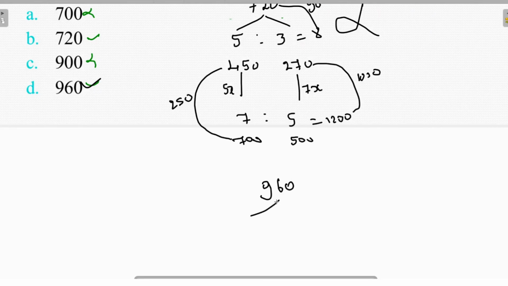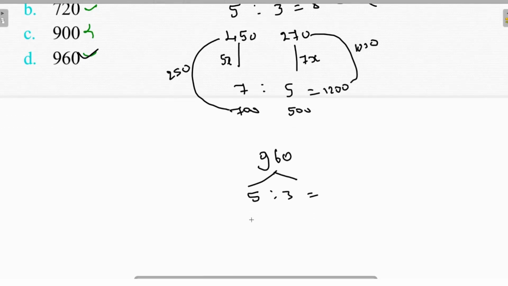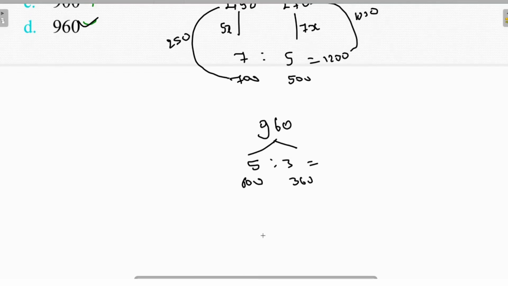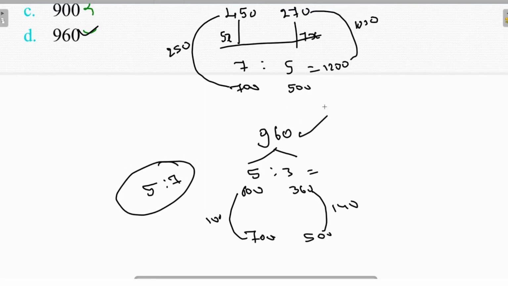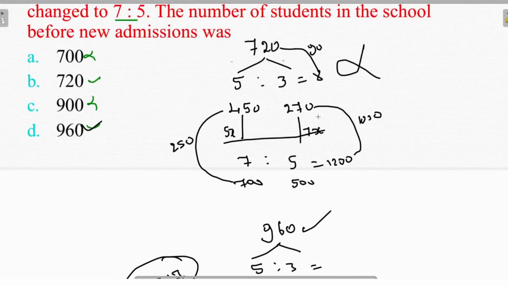Initially I am assuming 960 with ratio 5 is to 3. That will be 8 parts is equal to 960. 1 part is equal to 120. So 600 and 360. Now I added in the ratio 5 is to 7. Now 1200 means 700 and 500. So 100 members I added and 140 I added. That ratio will be 5 is to 7. Yes, here also I will get 5 is to 7 the same. So your assumption of 960 is right. Like this also we can check.